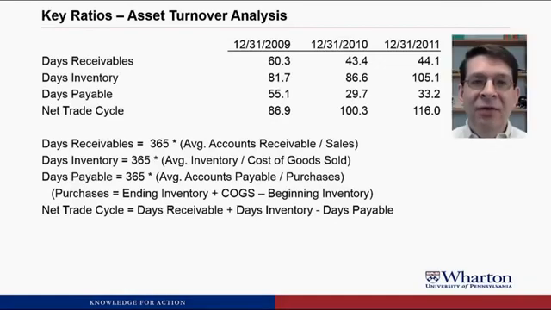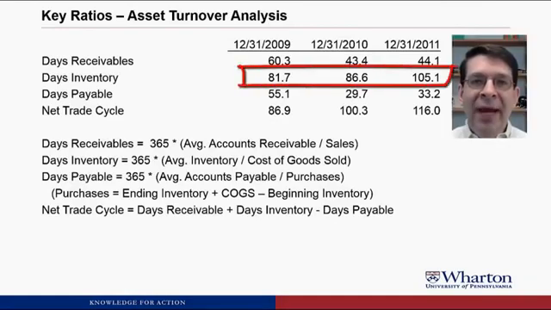Next, let's look at days inventory. Days inventory has increased from 81 days to 105 days, which means from the first point that Plainview gets raw materials, it's 105 days before the finished inventory leaves the warehouse to go to the customers. So Plainview is having to hold the inventory 24 days longer. Is that good news or bad news?